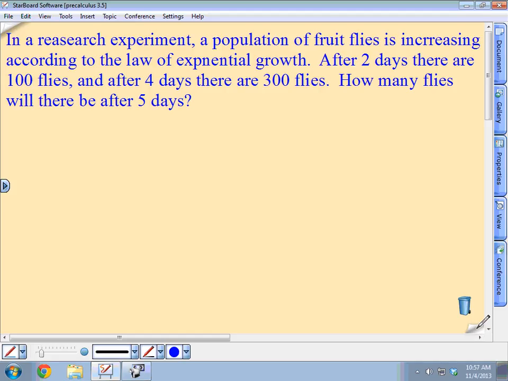Okay, all right. This next one says, in a research experiment, a population of fruit flies is increasing according to the law of exponential growth. After 2 days, there are 100 flies, and after 4 days, there are 300 flies. How many flies will there be after 5 days?